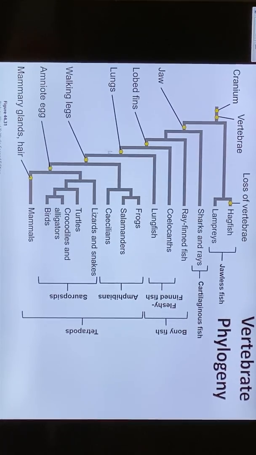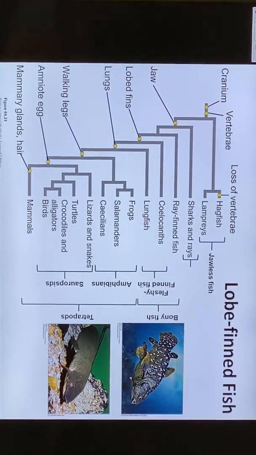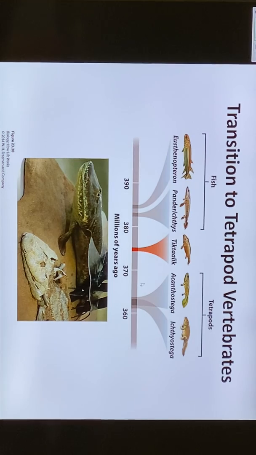So the developments that we see here to life on land are improving those lungs and then changing the lobed fins to become more like walking legs. So this is where we see the transition to the tetrapods. Now we have some fossil evidence of this transition. This transition happened over 300 million years ago.